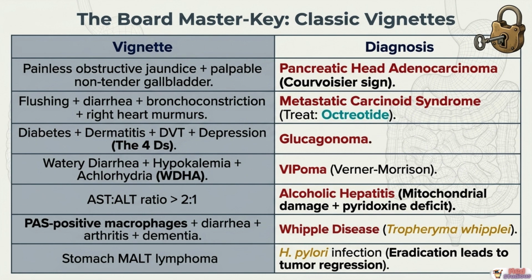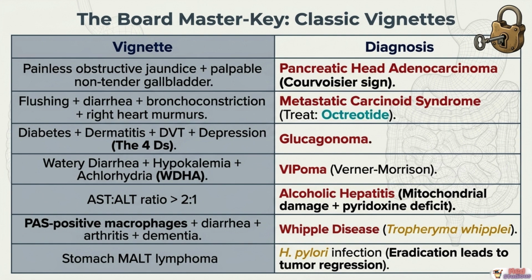Watery diarrhea with hypokalemia and achlorhydria, the WDHA triad, is VIPoma, also known as Werner-Morrison syndrome. An AST to ALT ratio greater than 2:1 signals alcoholic hepatitis, driven by mitochondrial damage and pyridoxine deficiency from chronic alcohol use. PAS-positive macrophages alongside diarrhea, arthritis, and dementia describes Whipple disease, caused by Tropheryma whipplei.